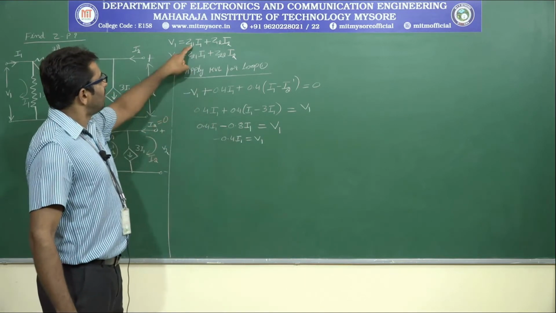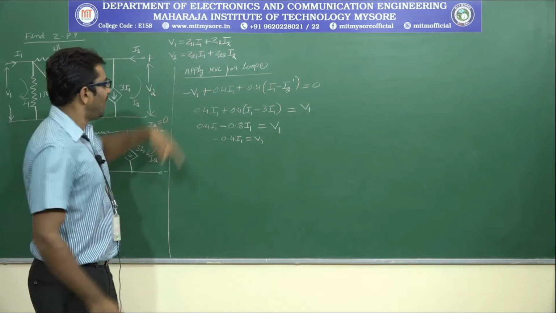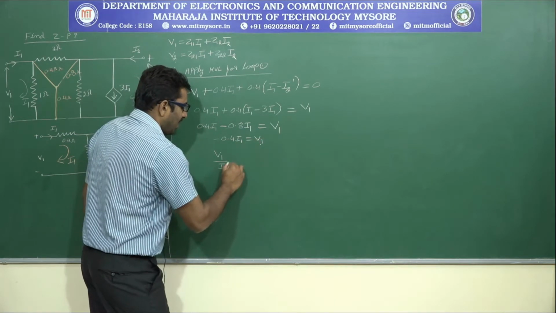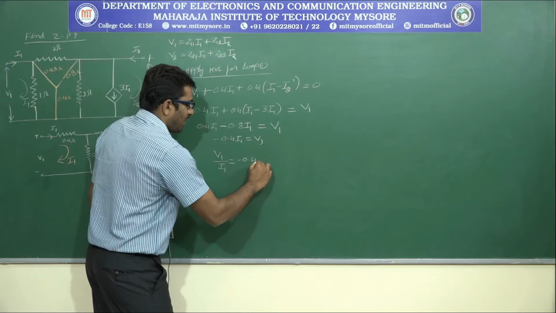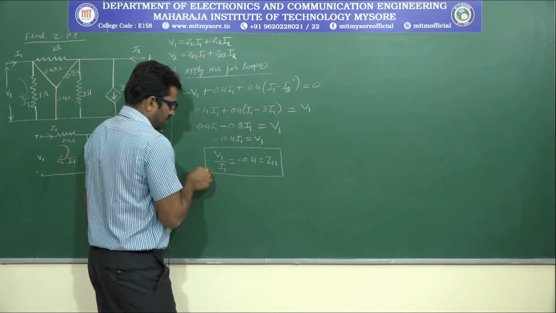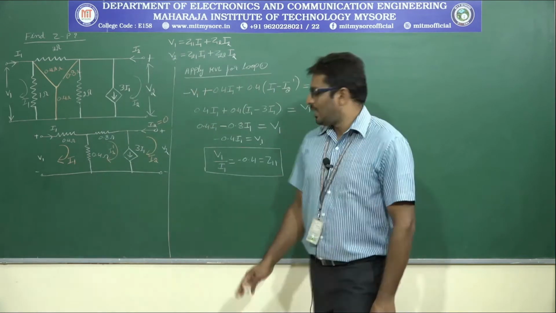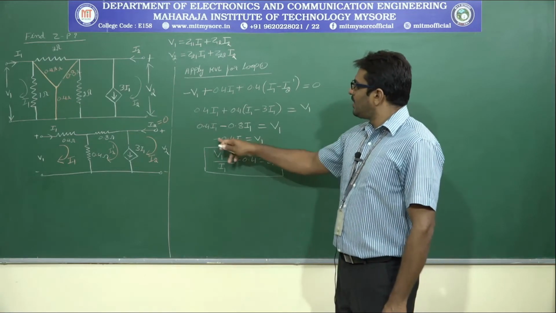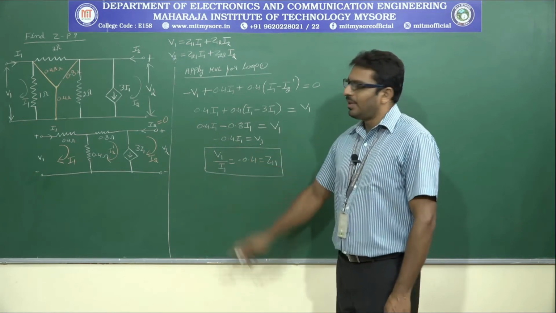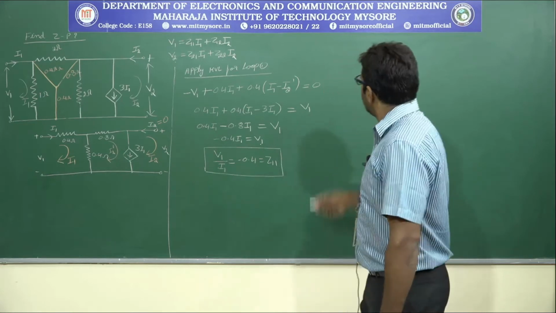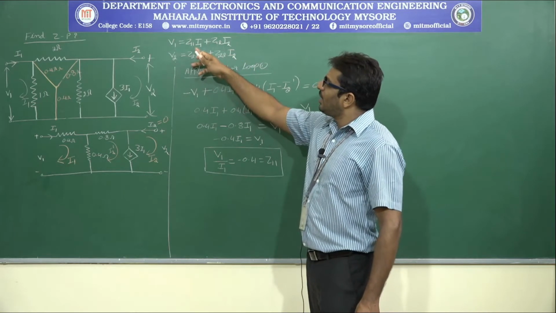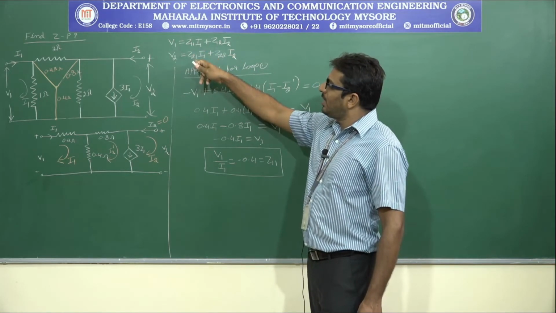Now, in order to obtain Z11, Z11 is nothing but V1 by I1, right? Therefore, V1 by I1 is equal to minus 0.4. That is nothing but Z11. Is it clear? V1 divided by I1 is equal to minus 0.4, that is Z11, because Z11 is equal to V1 by I1. Now, in order to find the next parameter, when I2 is 0, we are able to obtain the values for Z11 and Z21, right?